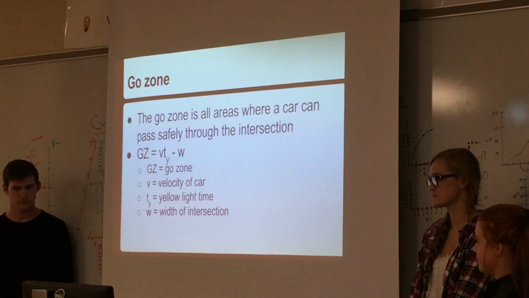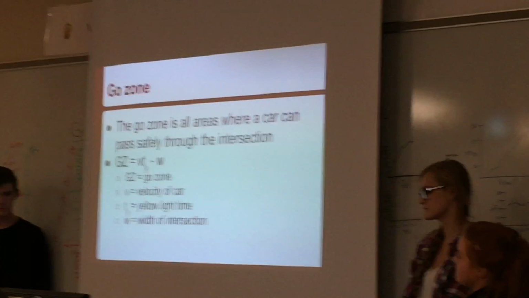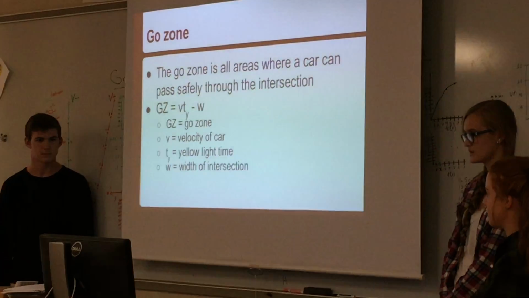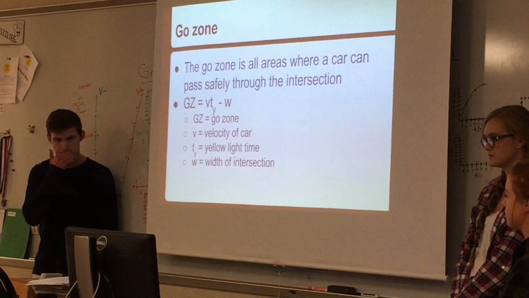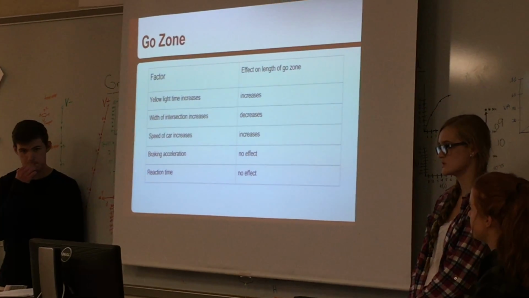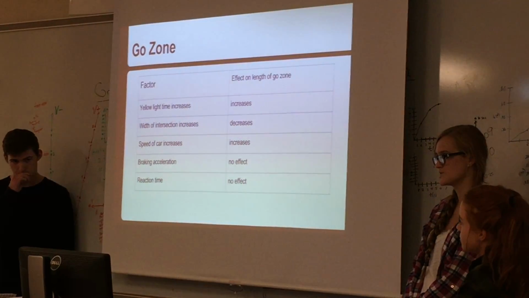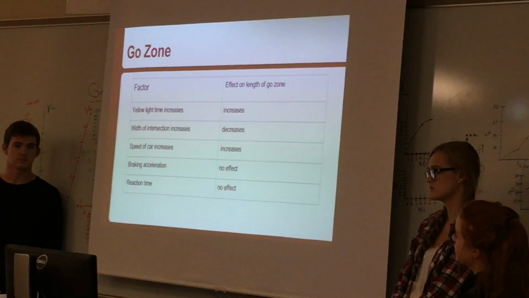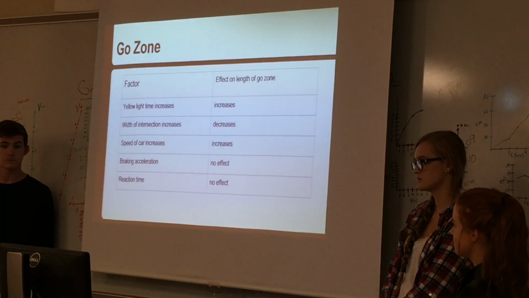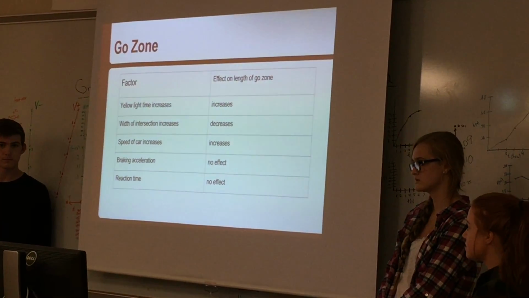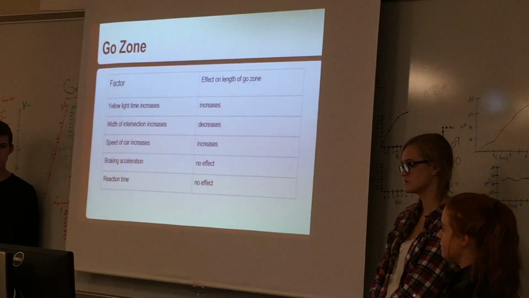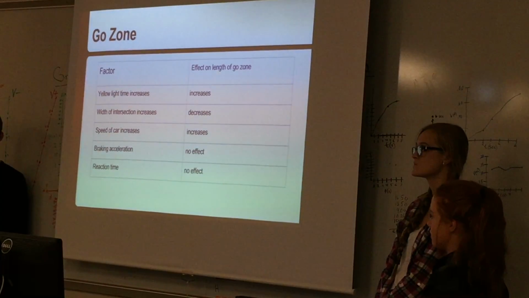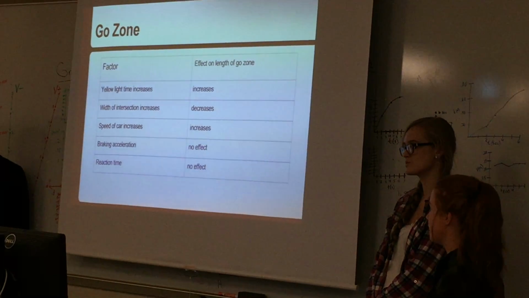Okay, the go zone is all areas where you can safely go, and it is equal to the velocity of the car multiplied by the yellow light time, subtracted by the width of the intersection. And then these are the factors of the go zone. If the yellow light time increases, then it increases the length of the go zone. If the width of the intersection increases, it decreases the length of the go zone. If the speed of the car increases, it increases the length of the go zone. And braking, acceleration, and reaction time have no effect on the go zone.